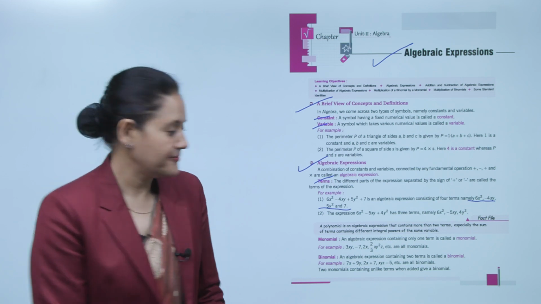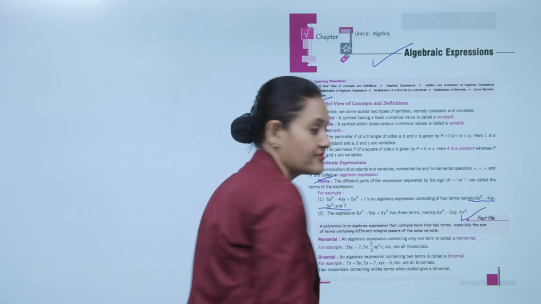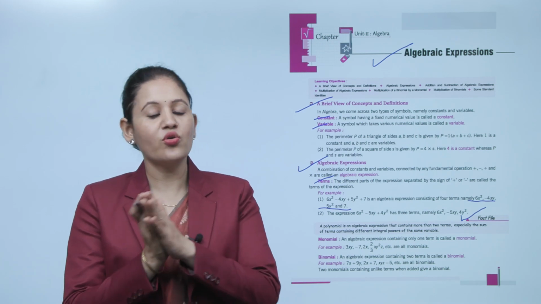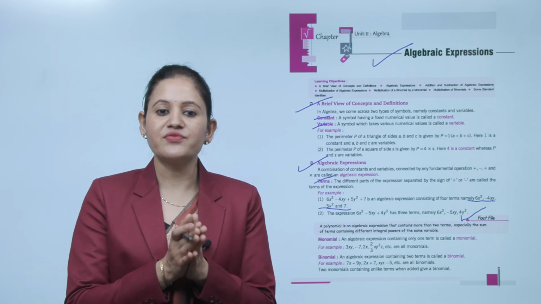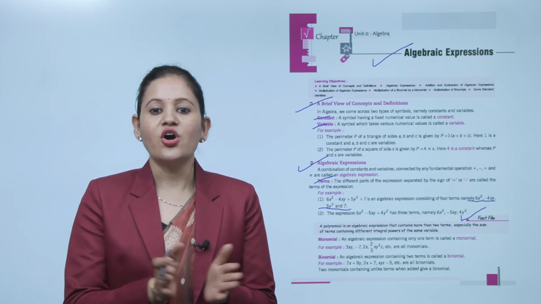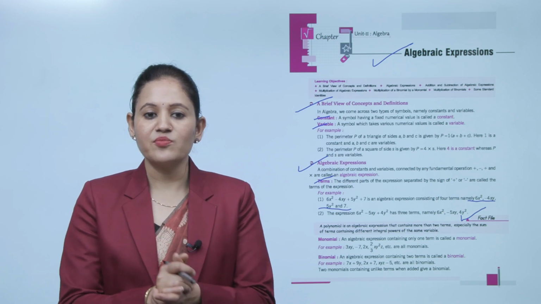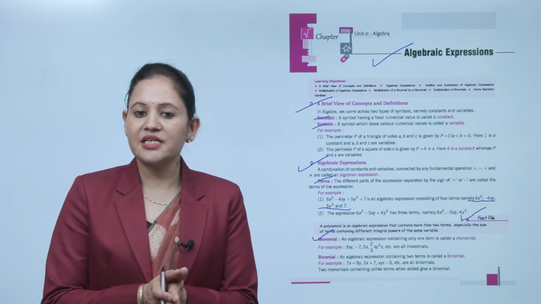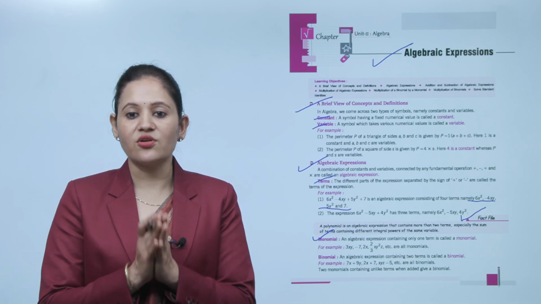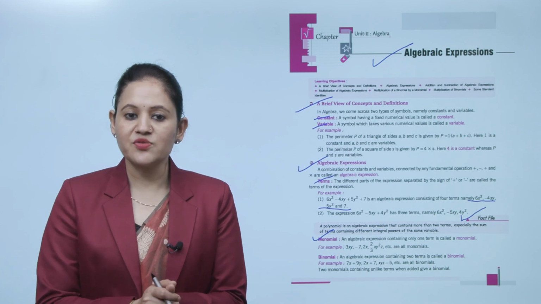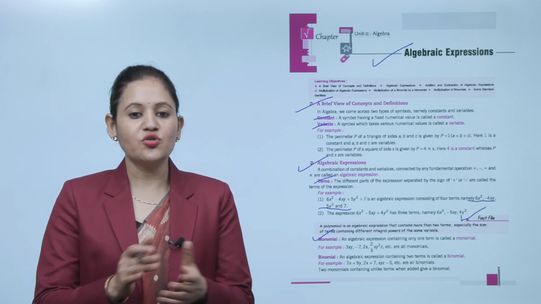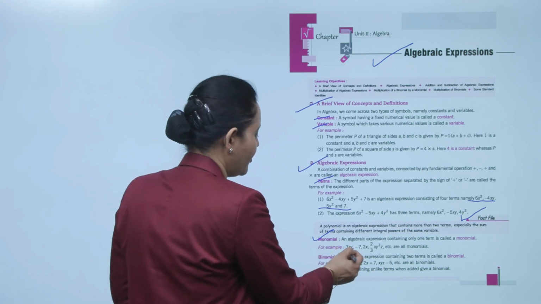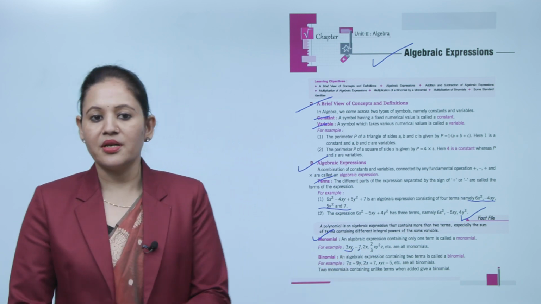Next is polynomial. A polynomial is an algebraic expression that contains more than 2 terms, especially the sum of terms containing different integral powers of the same variable. First is monomial. An algebraic expression containing only one term is called monomial. For example, 3xy, minus 7, 2x, 2 by 3 x, y square z, etc. all are monomials because they contain only one term. So they are monomials.